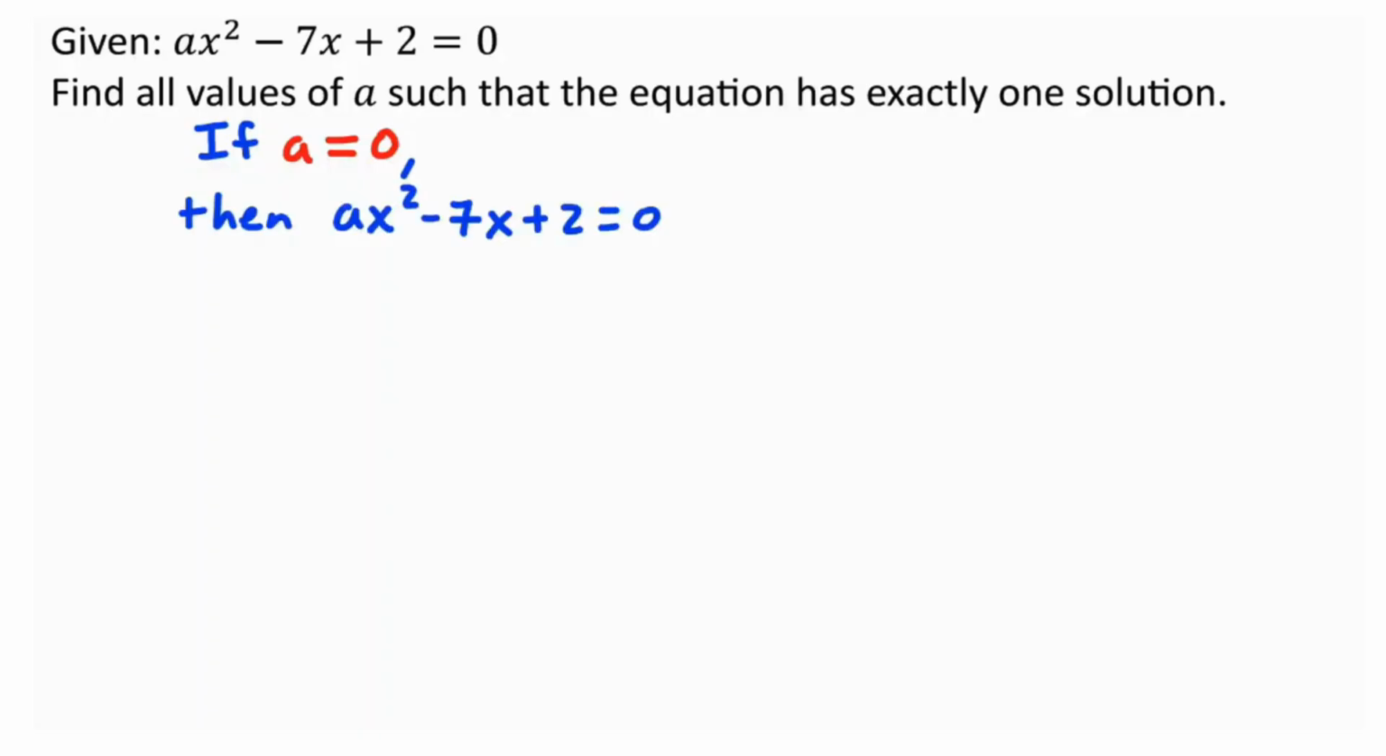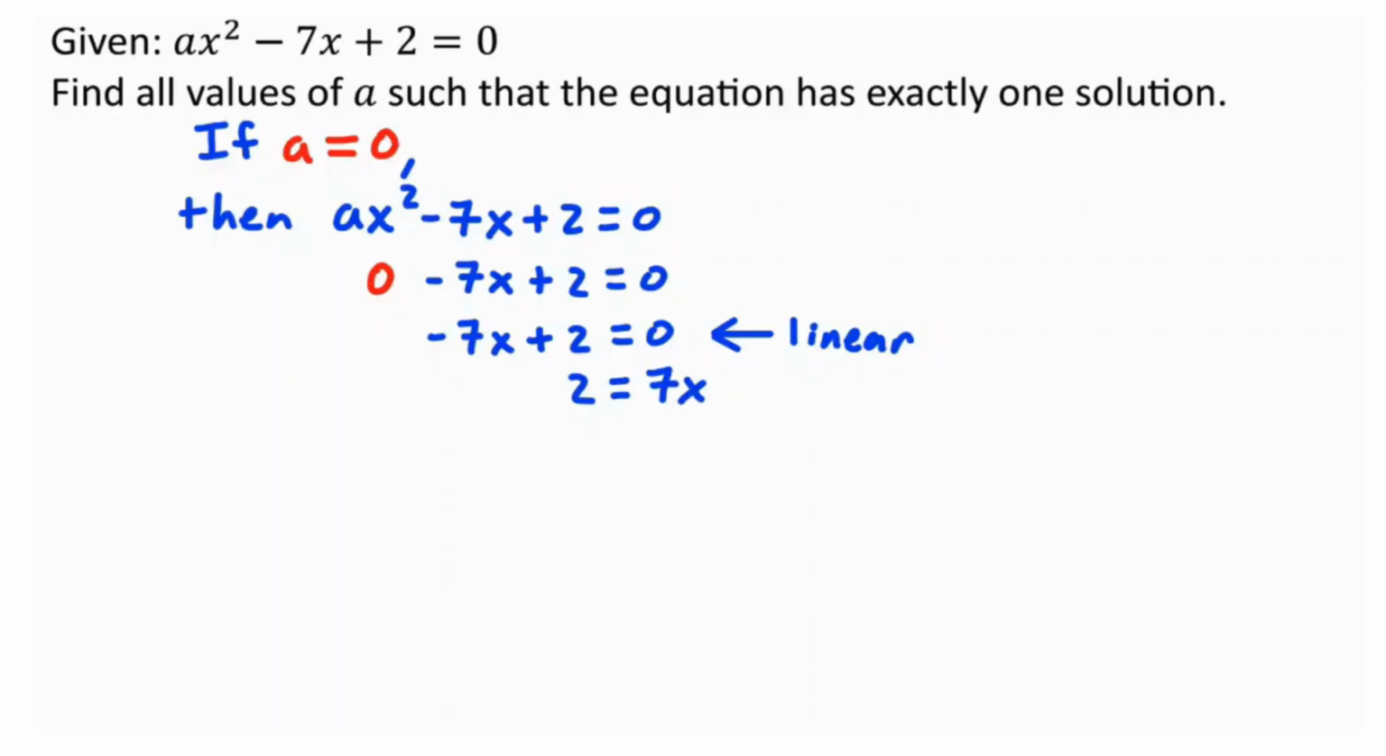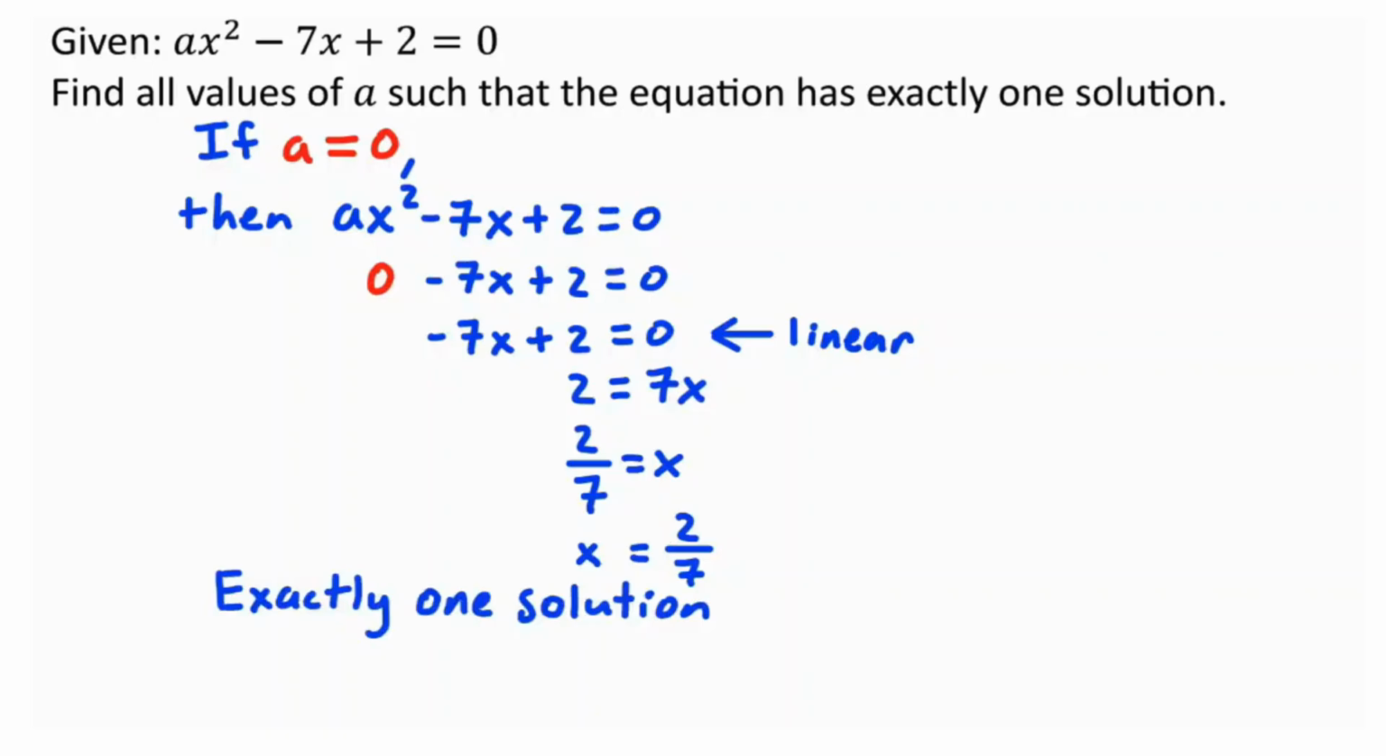Then we'll substitute a equals 0 in, and we'll get 0 minus 7x plus 2 equals 0, meaning negative 7x plus 2 equals 0. This is a linear equation, where we can add 7x to both sides, then divide both sides by 7 to get x equals 2 over 7. Hence, we only have one solution.